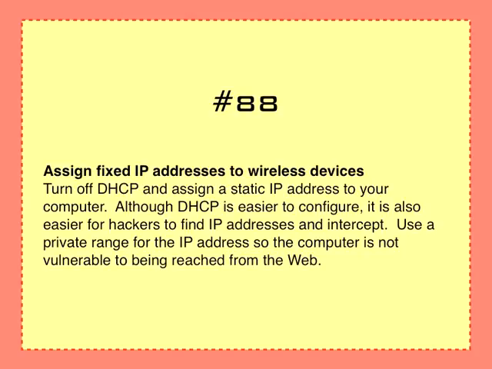Number 88. Assign fixed IP addresses to wireless devices. Turn off DHCP and assign a static IP address to your computer. Although DHCP is easier to configure, it's also easier for hackers to find IP addresses and intercept. Use a private range for the IP address so the computer is not vulnerable to being reached from the web.